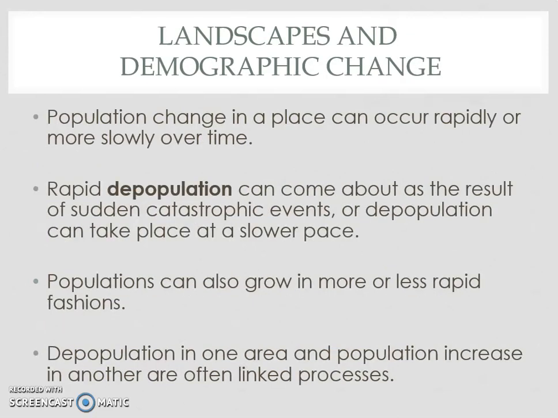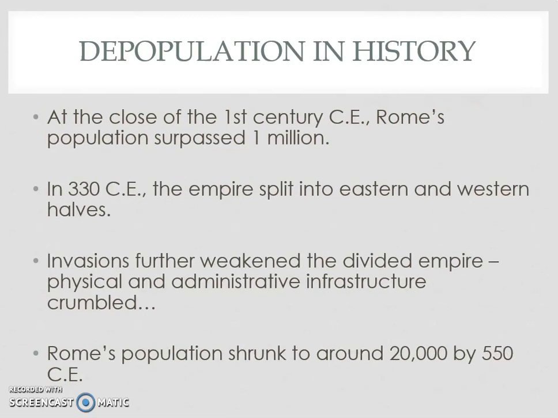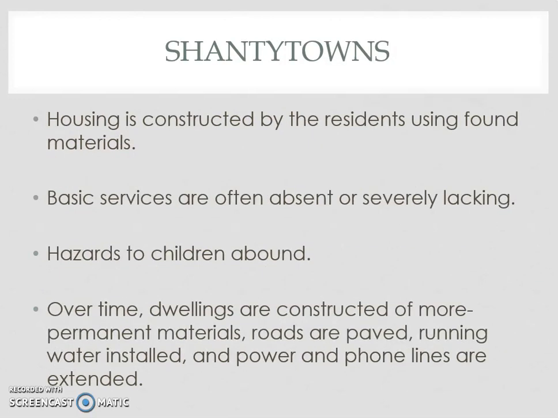We've had places where population has reduced itself. Perfect example right here is Rome. At one point it was 1 million people. By 550 CE, it shrunk down to 20,000 people. A lot of that had to do with all the conflicts.